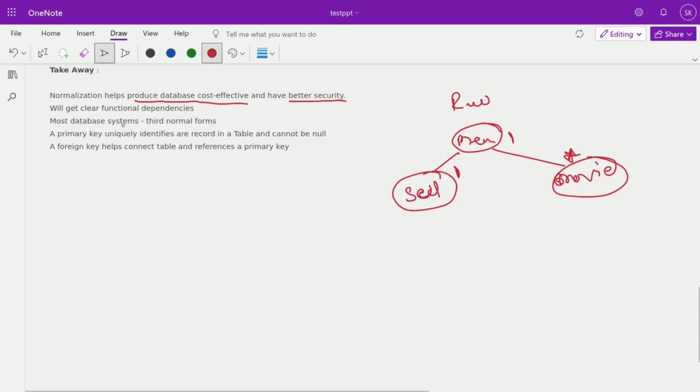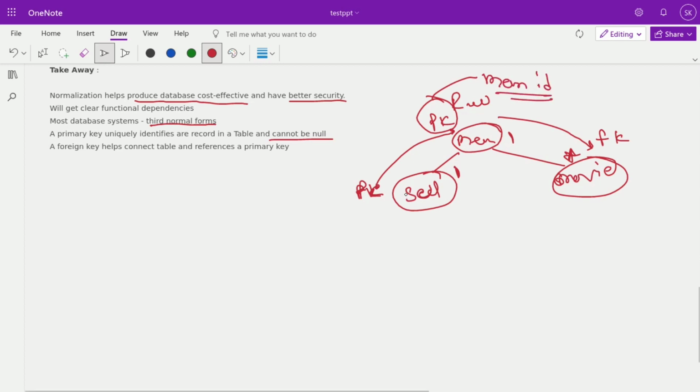Most databases are in third normalized form. We already discussed that a primary key uniquely identifies the record in the table and cannot be null. And a foreign key defines the relation. Salutation ID is a primary key here. The member ID is a primary key here, but it is part of a foreign key in the salutation table. In a similar way, member ID is a primary key here but part of a foreign key in the movie table. So in the whole database, the primary key is the member ID, and this member ID is the foreign key of the salutation table and movie table. That way the mapping is done.